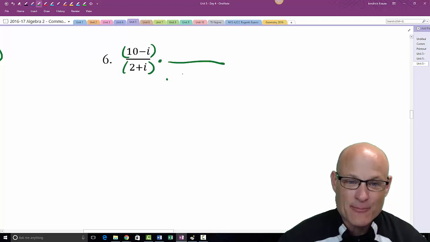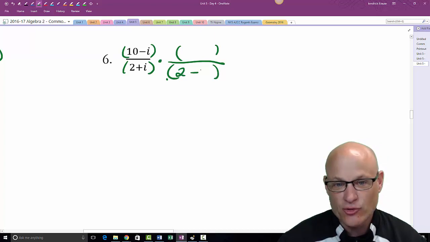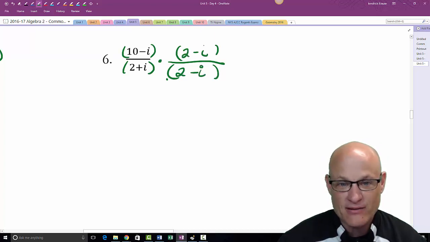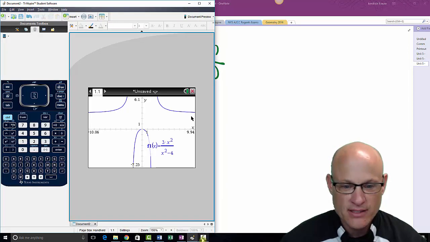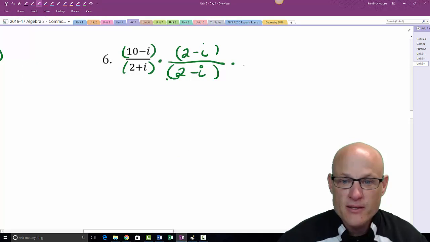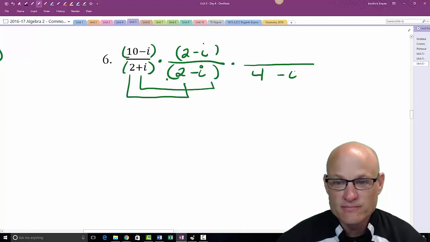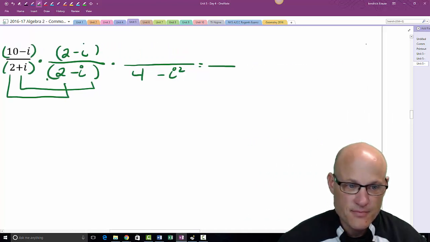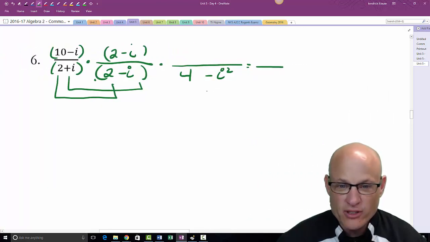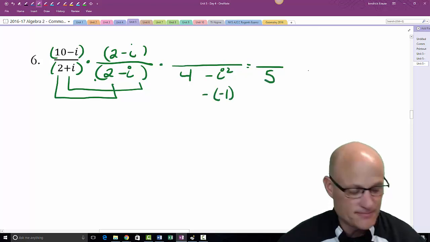All right, so let's try this one. The numerator is not the problem. It's the denominator. So we have to multiply by the conjugate. The conjugate is 2 minus i. Let's do the denominator first. I just have to do 4 minus i squared, and this is really minus negative 1. So isn't that really just plus 1? So I get a 5 here.